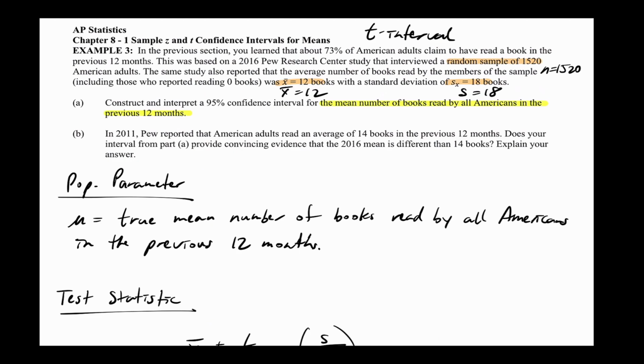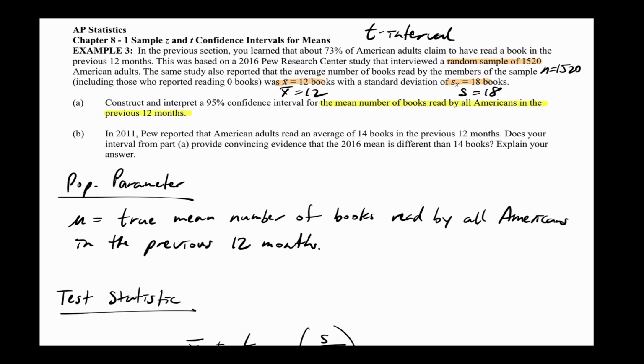Okay. So, in the previous section, you learned 73% of all American adults claim to have read a book in the previous 12 months. This was based off a 2016 Pew Research study that interviewed a random sample of 1,520 American adults. The same study reported the average number of books read by members of the sample was on average 12. That includes the people who didn't read anything. Okay, so that's all 1,520. Standard deviation of 18 books.